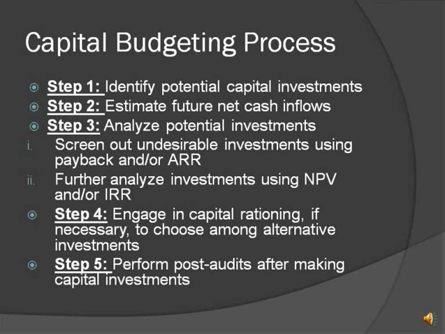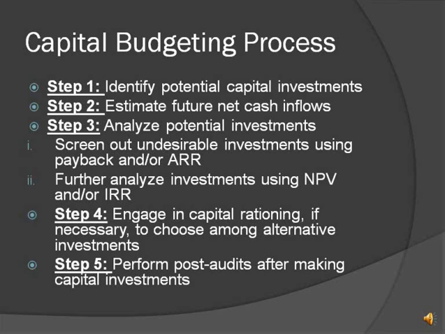The capital budgeting process involves 5 steps. The first step is to identify potential investments, such as new technology and equipment that may make the company more efficient, competitive, and profitable. The next step is to estimate future net cash inflows. This is done to the best of the manager's abilities based on all relevant information they have. The third step is to analyze the investment using one of the 4 methods previously discussed. This step can be broken down into 2 stages.